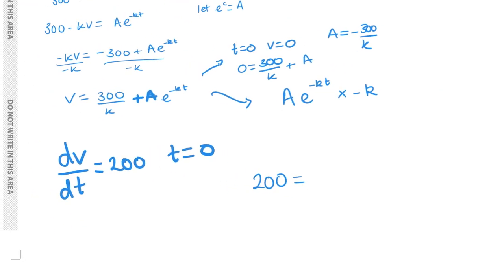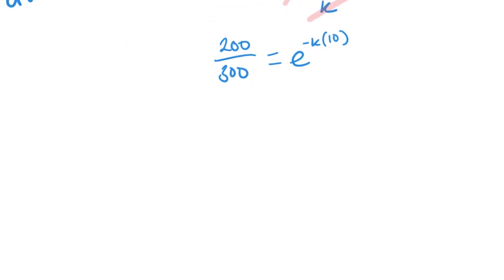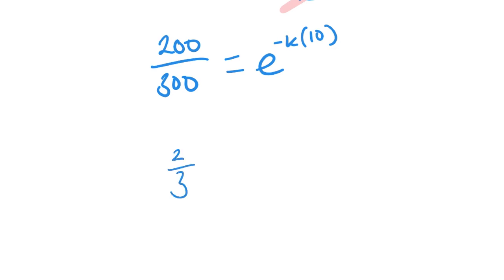So now I'm going to have 200 equals a times e to the minus kt times minus k. Wow, there's so many minus k's. Right, lucky for us, these k's are going to cancel. The negative is going to become positive. So I get 200 over 300 equals e to the minus kt. And what was our t? 10. So 2 over 3 equals e to the minus 10k.